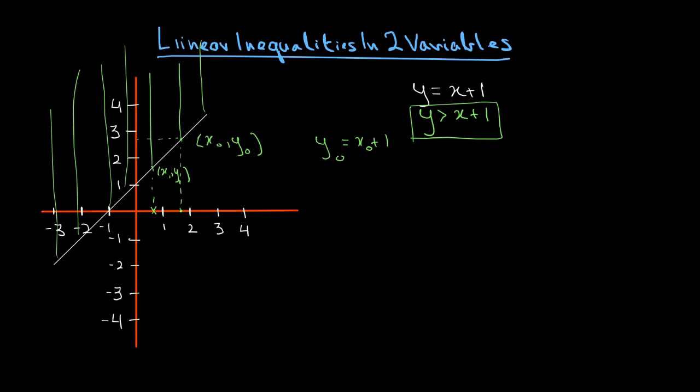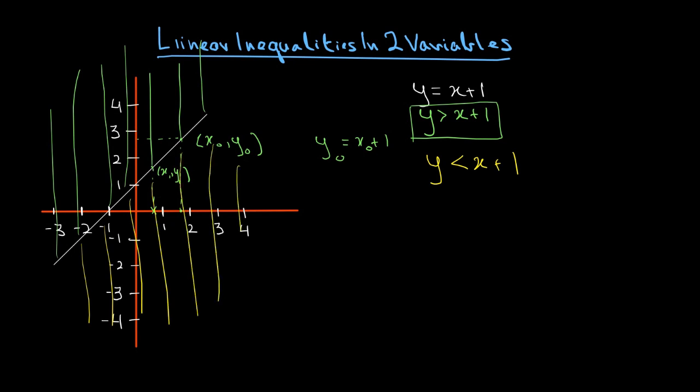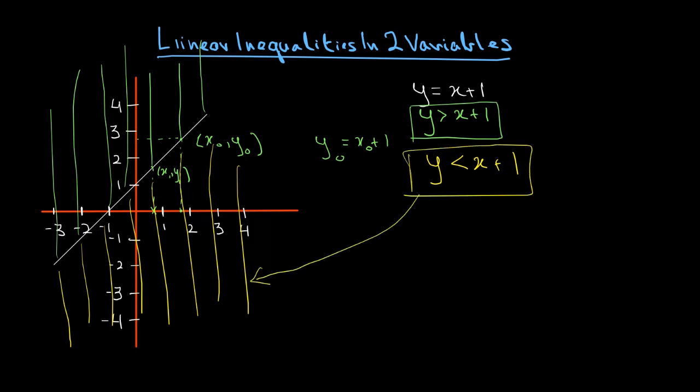Similarly, I can have the inequality y is less than x plus 1, and hopefully you will be able to see that it holds everywhere below the line. So the yellow region is y is less than x plus 1, and the green region is where y is greater than x plus 1, and the white line is exactly where y is equal to x plus 1 for every value of x.